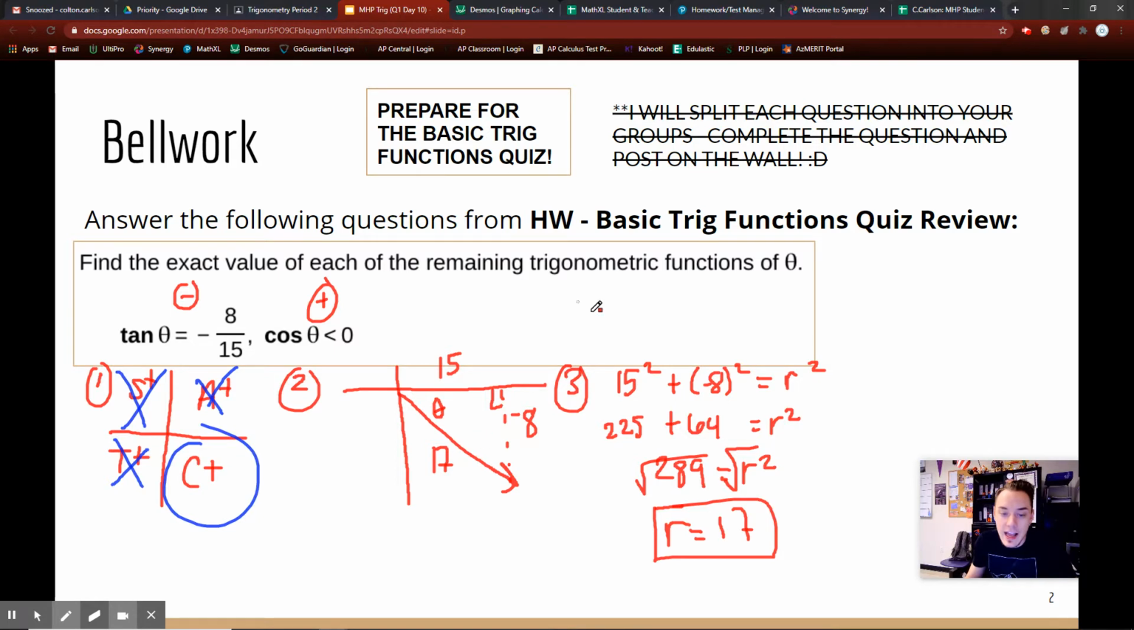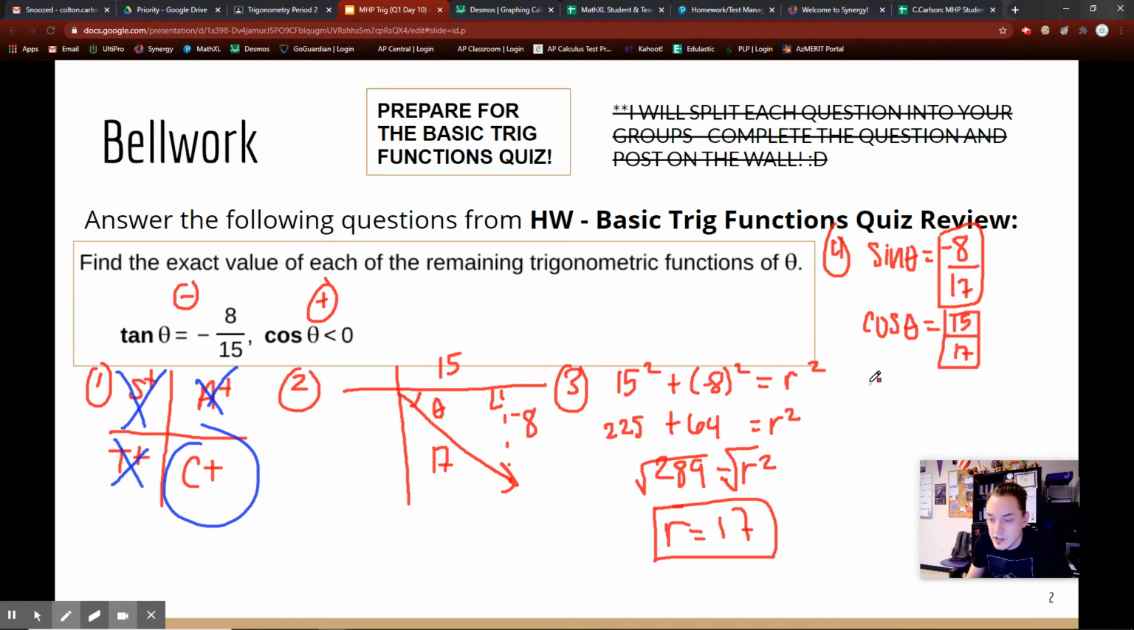And so now that I have that, I want to find the rest of the trig functions. So let's do that. This is going to be my fourth and final step. What is sine of theta? Do I care about what theta is? No, I don't care about what theta is. I just care about the side lengths. And so sine of theta, opposite over hypotenuse, is going to be negative 8 all over 17. Cosine of theta is 15 all over 17. Notice how it's positive because all students take calculus. Cosine is going to be positive here.